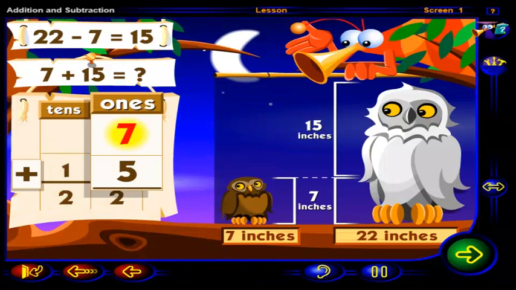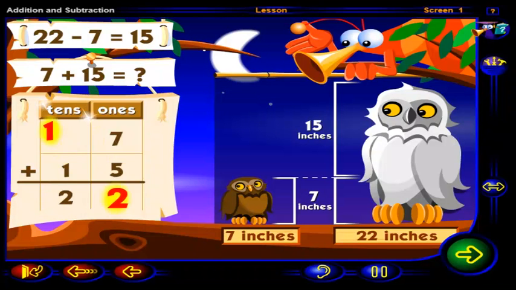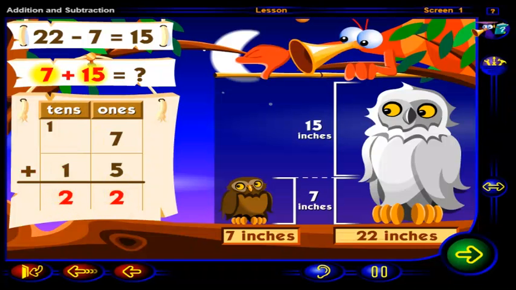7 ones and 5 ones is 12 ones, which we can regroup as 1 ten and 2 ones. 1 ten plus 1 ten is 2 tens, and 2 tens and 2 ones is the number 22. 7 plus 15 is 22.